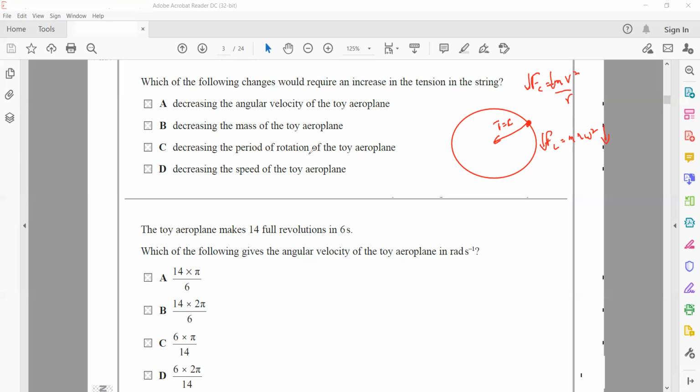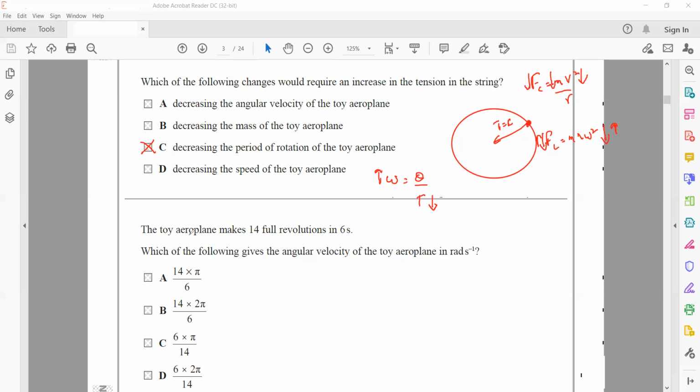Decrease the period of rotation. If we decrease the period of rotation, because we have the formula omega is equal to theta divided by t, if we decrease this time period, the omega will increase. If omega increases, the centripetal force will also increase. That's why C is the right answer. And decreasing the speed, the centripetal force will also decrease. Is it clear, the first part?